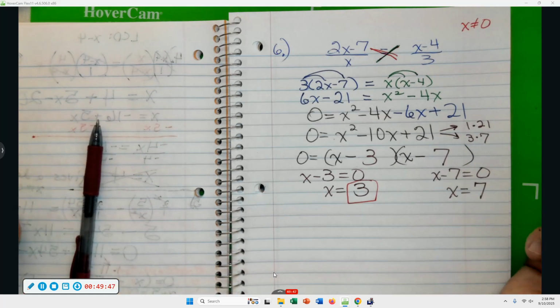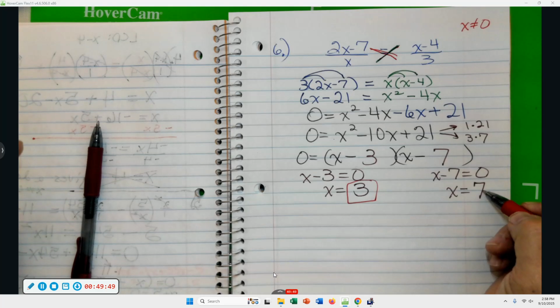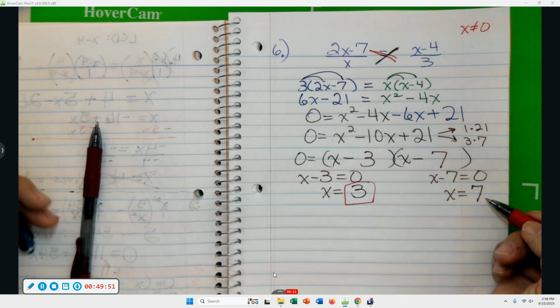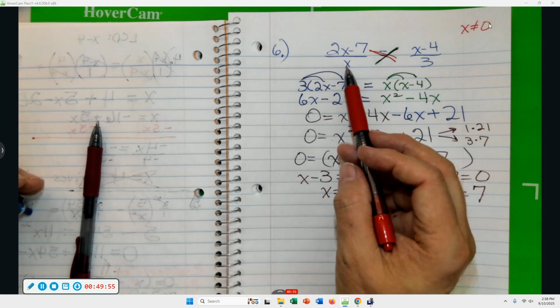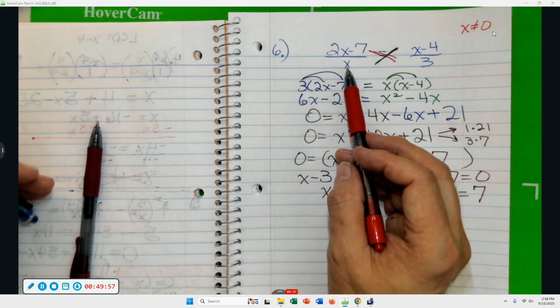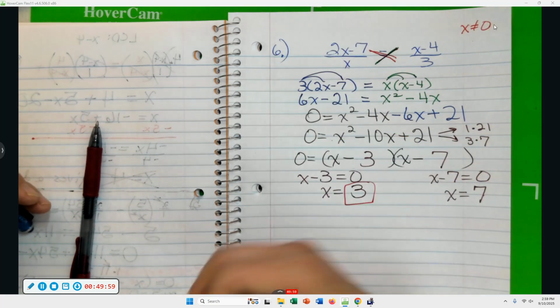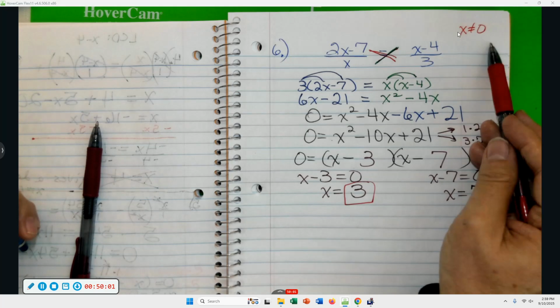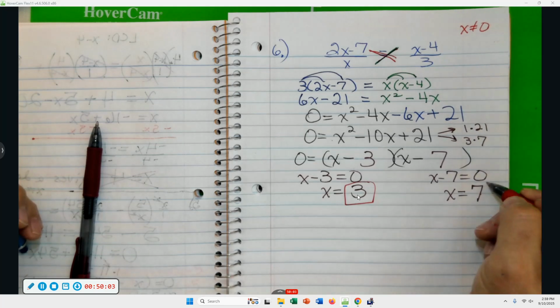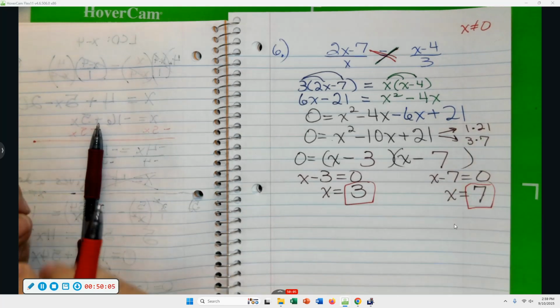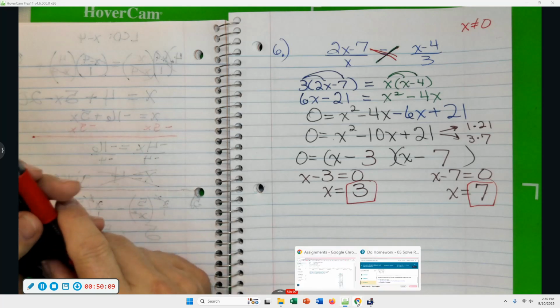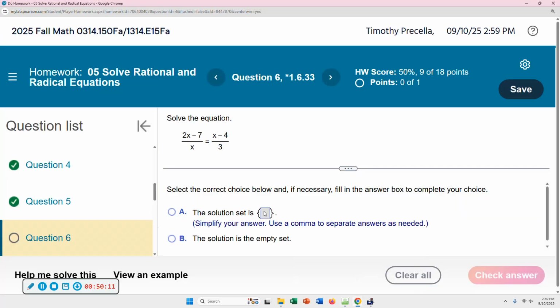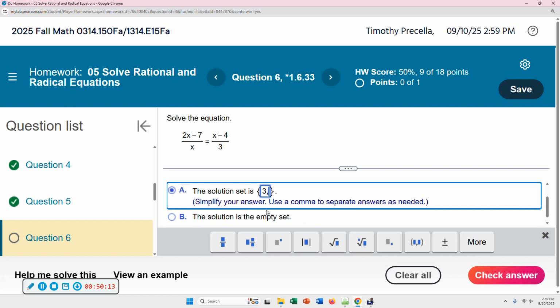There's that fourth step. Make sure these don't give you a denominator of 0. But we've already said what number would give us a denominator of 0. The only x value that's unacceptable is 0. Did we get a 0? No. So 3 and 7 are perfectly fine solutions. Any questions there? 3, 7.